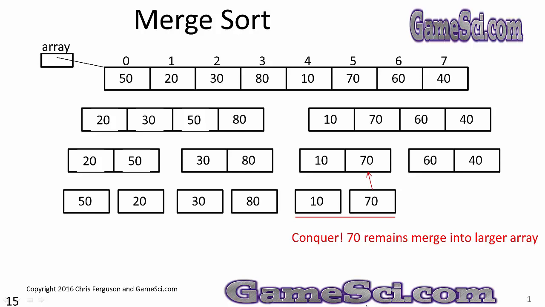70 is the only thing that remains, so we'll conquer it by merging it back into the larger array. See how we took these 2 pieces and merged them back into 1 sorted piece.